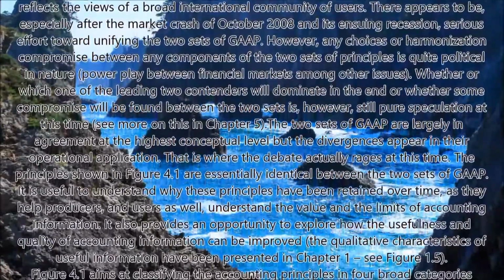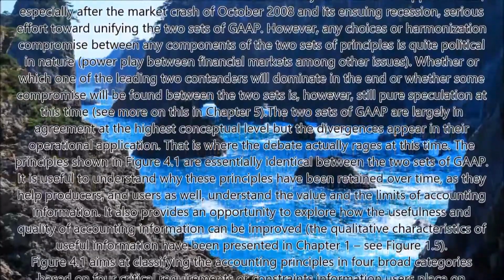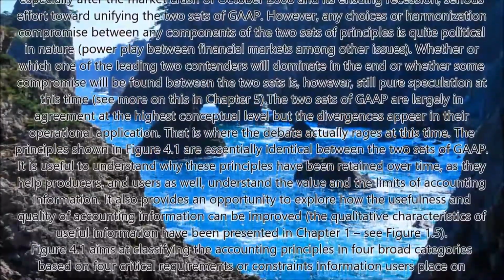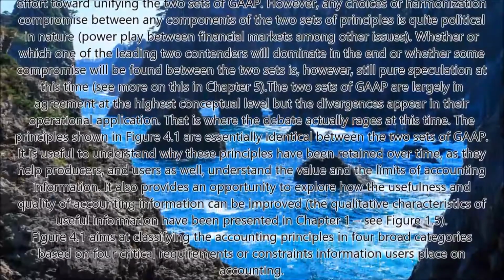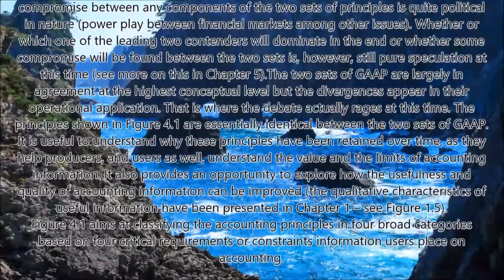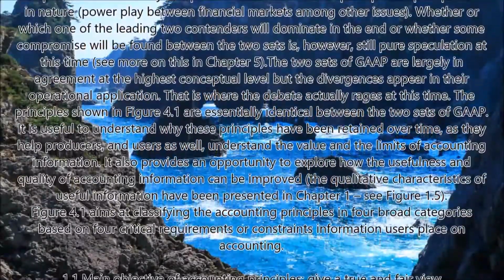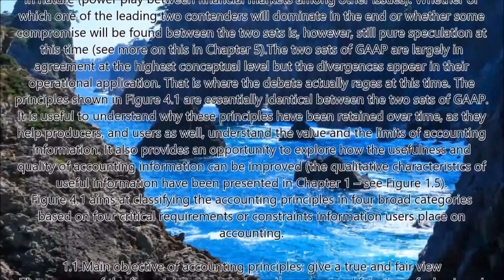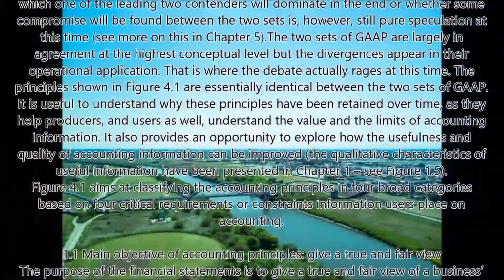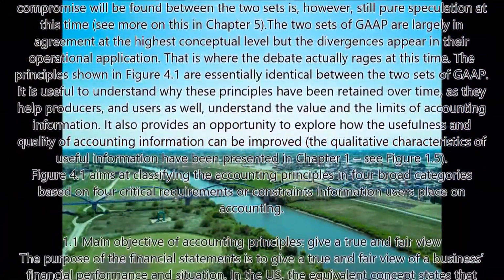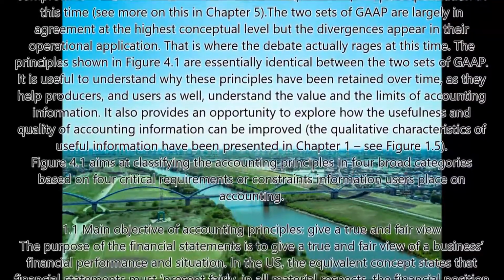It is useful to understand why these principles have been retained over time, as they help producers, and users as well, understand the value and the limits of accounting information. It also provides an opportunity to explore how the usefulness and quality of accounting information can be improved. The qualitative characteristics of useful information have been presented in Chapter 1. See Figure 1.5. Figure 4.1 aims at classifying the accounting principles in 4 broad categories based on 4 critical requirements or constraints information users place on accounting.